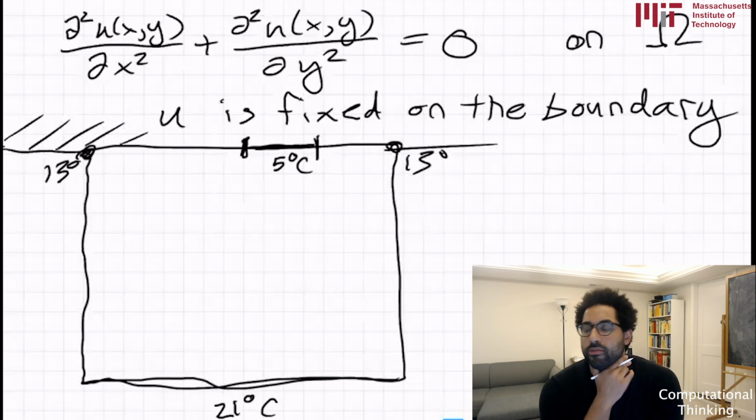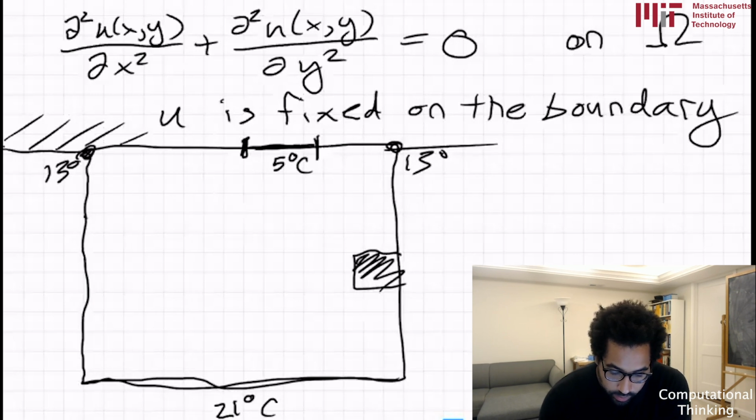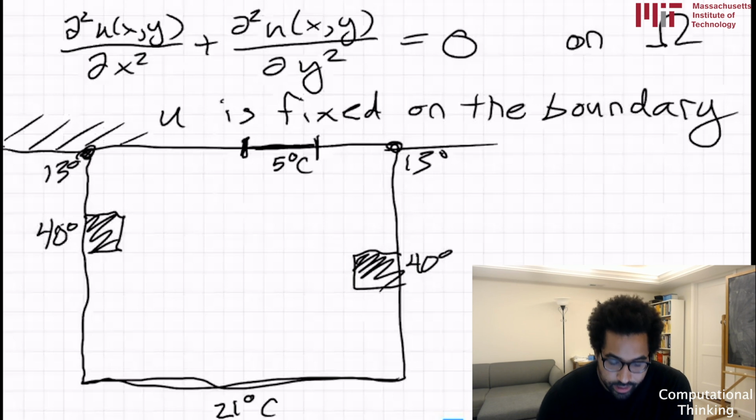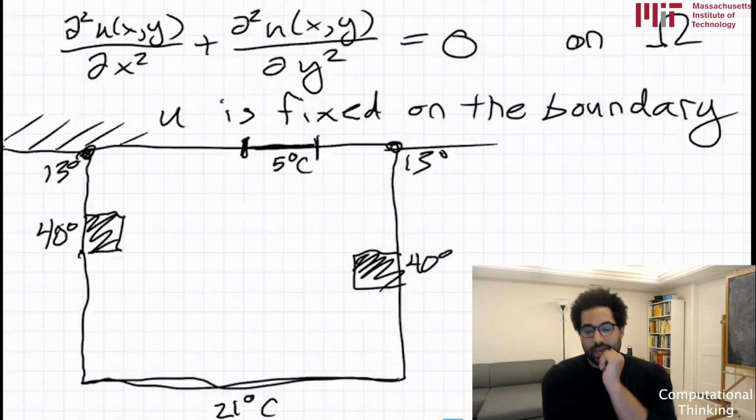And the way in which the room is heated is, let's say there are two heaters in this room, one right here and one right here. And both of these stay at a fixed temperature of 40 degrees. And let's suppose that in between all these temperatures, the temperature changes at some constant rate along the walls. Okay.